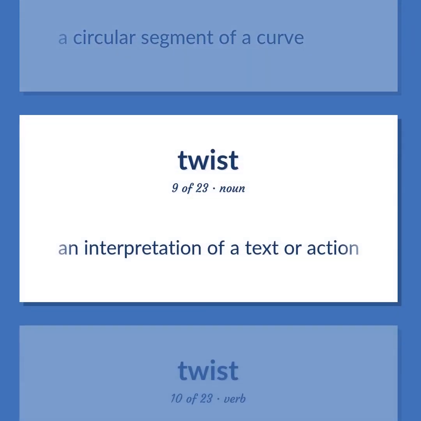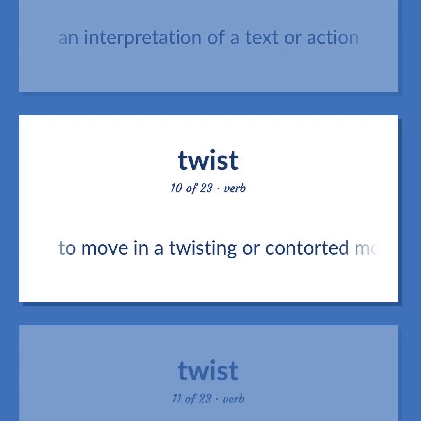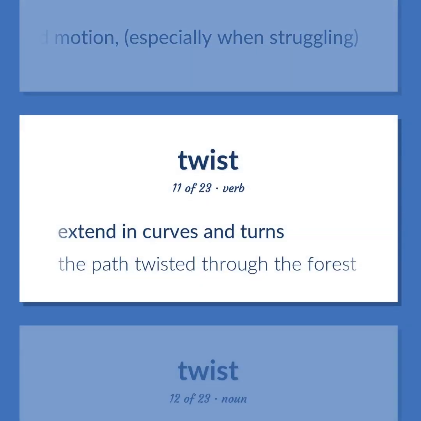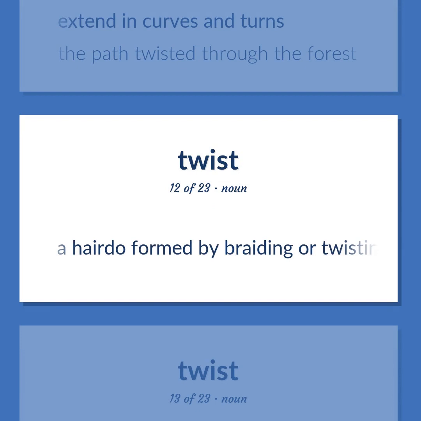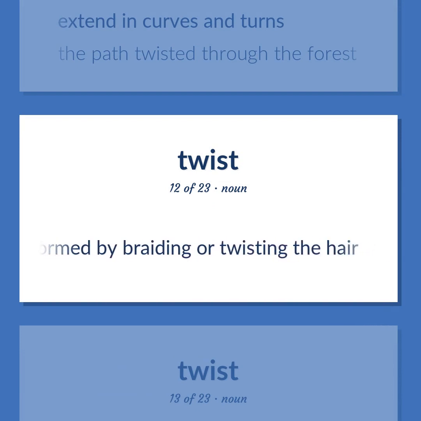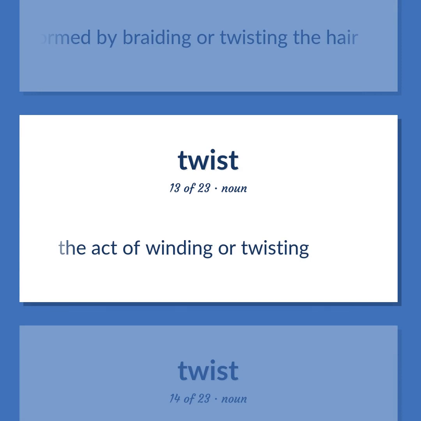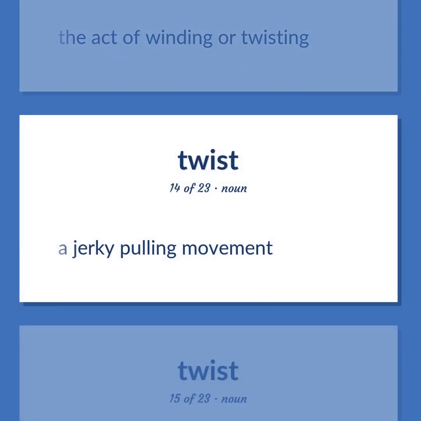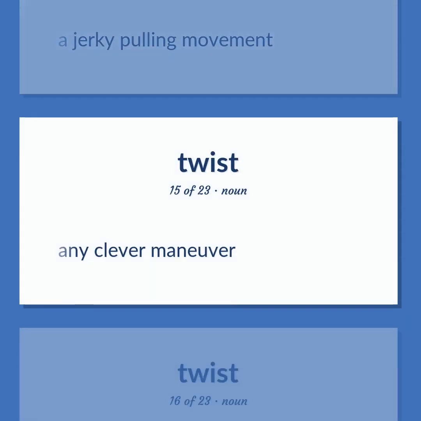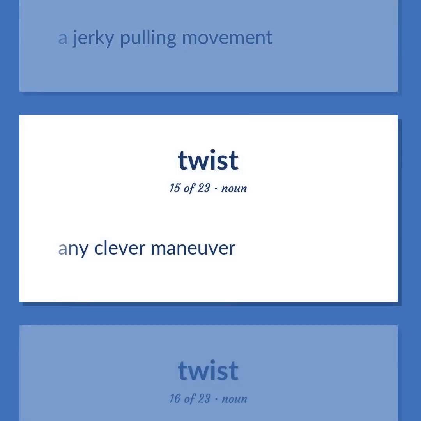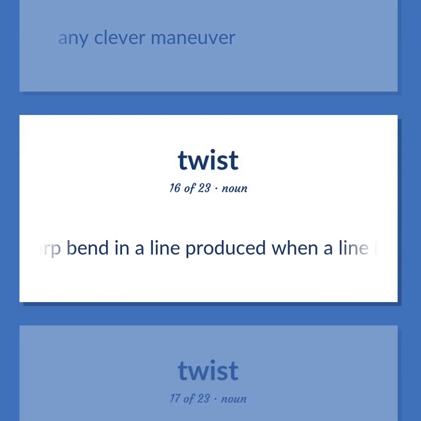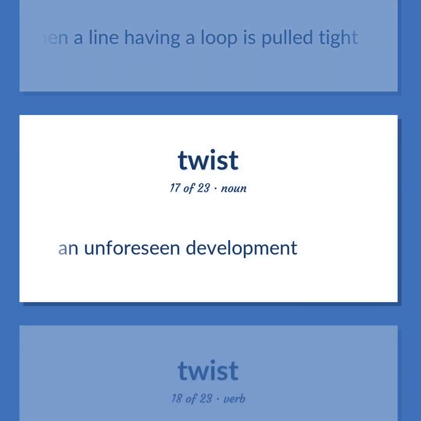An interpretation of a text or action. To move in a twisting or contorted motion, especially when struggling. Extend in curves and turns. The path twisted through the forest. A hairdo formed by braiding or twisting the hair. The act of winding or twisting. A jerky pulling movement. Any clever maneuver. A sharp bend in a line produced when a line having a loop is pulled tight. An unforeseen development.